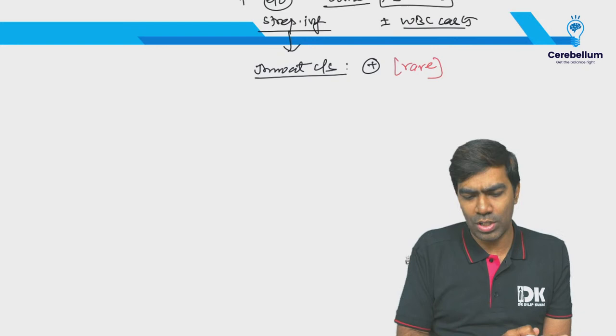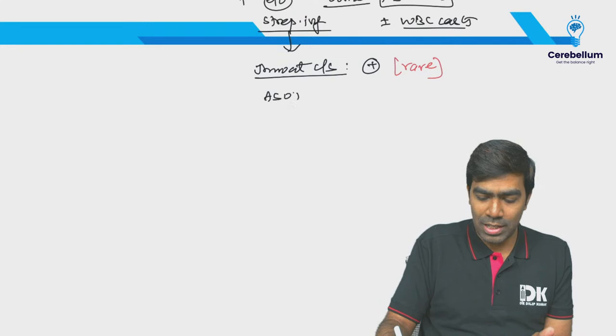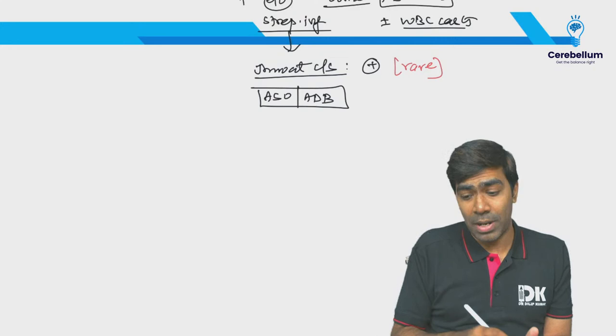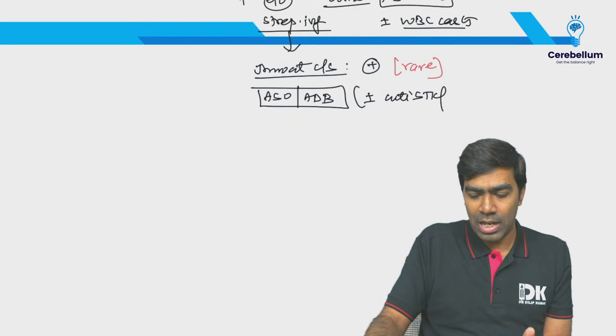Look for the enzymes, yes, and the antibodies, ASO titer. Or you're going to see anti-DNase B titers. Either you can see ASO or you can see anti-DNase B titers. These are two things that are very commonly available in India right now. But apart from that, in the Western world, they also tend to use anti-streptokinase titers. And you also have something called anti-hyaluronidase titers. Any one of these titers can be seen.